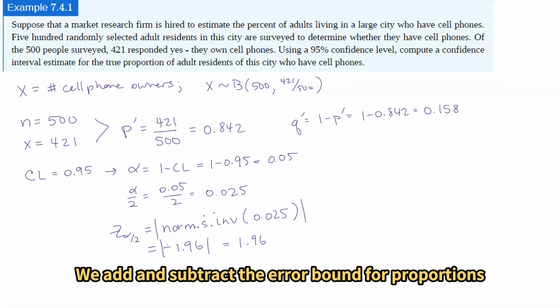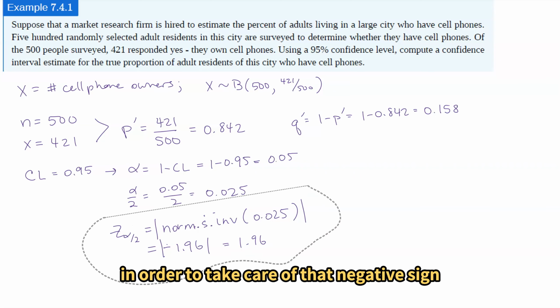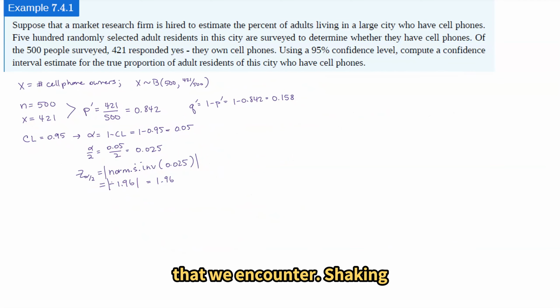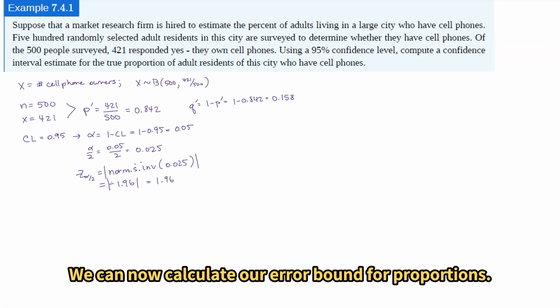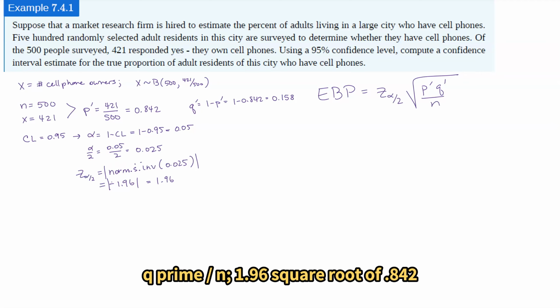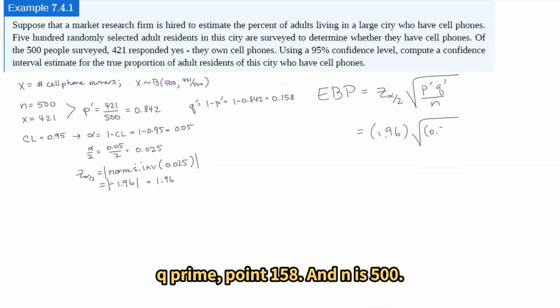We add and subtract the error bound for proportions in order to take care of that negative sign that we encounter, shrinking some of that content out of our way so we have some more room to work. We can now calculate our error bound for proportions, z alpha over 2 times square root p prime q prime over n, 1.96 square root p 0.842, q prime 0.158, and n is 500.